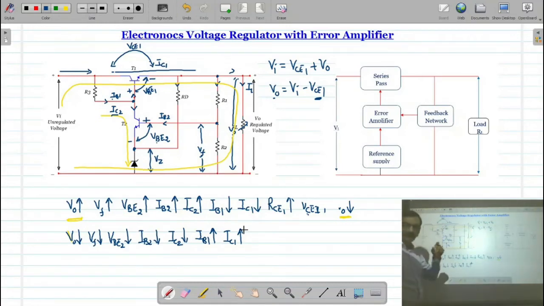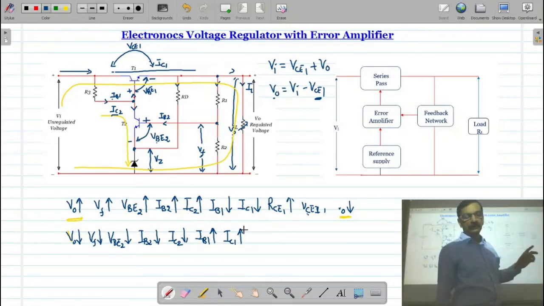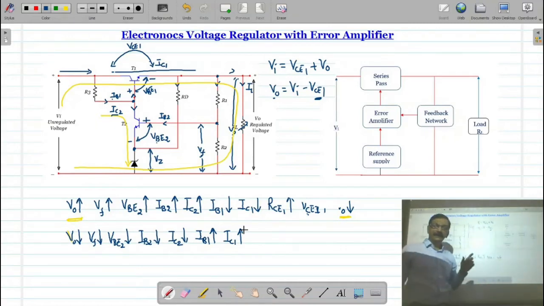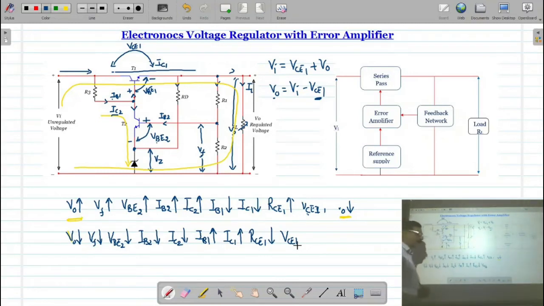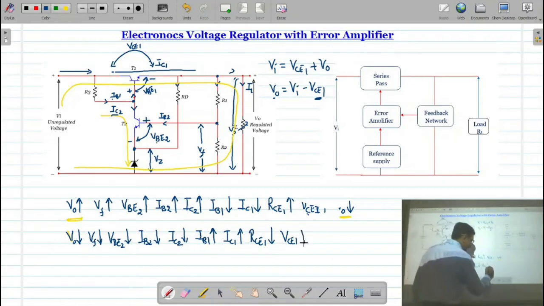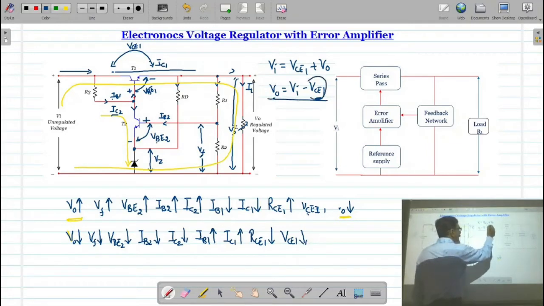IC1 is increasing, which means the Q point is moving towards the saturation region, and in that case the resistance between the collector and emitter will be small. So you can say the RCE1 is going to decrease. Resistance between the collector and emitter is decreasing. So if the resistance decreases, then the voltage across the collector and emitter will also decrease.